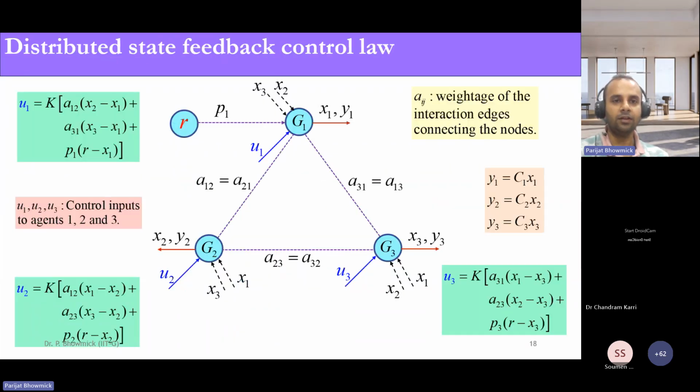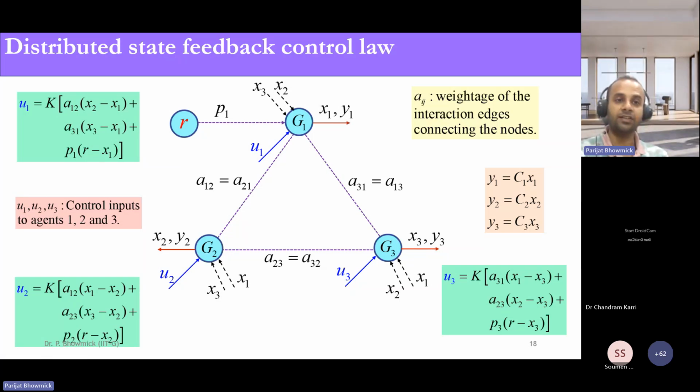This is what we discussed, that is how we can think about a distributed state feedback, where you consider three agents G1, G2, G3, each one of them has the input U1, U2, U3, and then the state X1, output Y1. Similarly, for the other two agents, it is X2, Y2, and then X3, Y3. So how can we write the control protocol? For the first one, U1 equals K, the state feedback gain matrix, which we'll have to design for this multi-agent system.